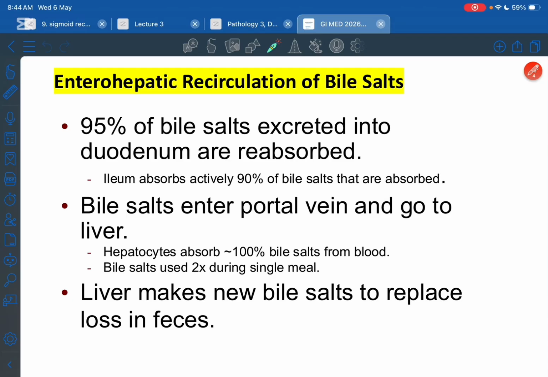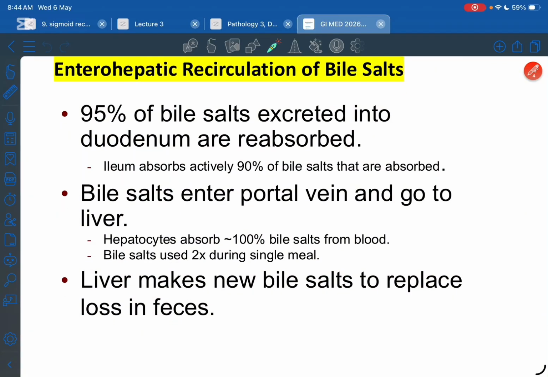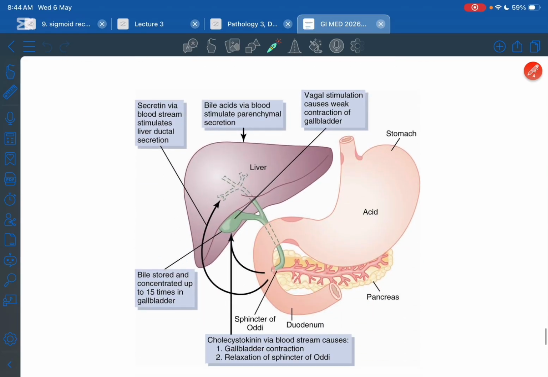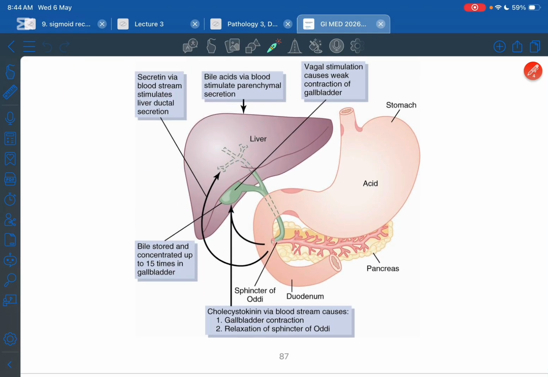This interference with the recirculation will put a load on the liver to produce more and more bile salts. If we lose them, the liver makes new bile salts to replace the loss. This is the secretion. So far, what have we described? We described gastric secretion, pancreatic secretion, and biliary secretion.